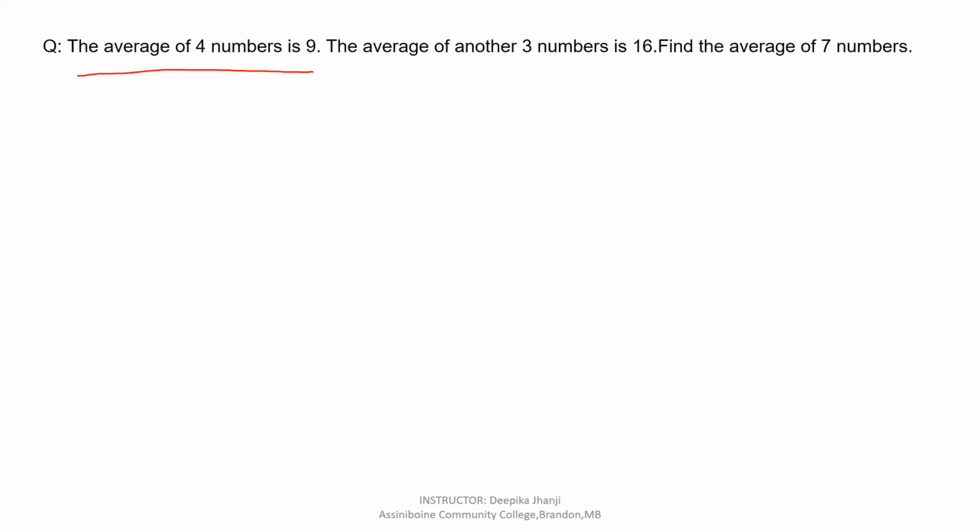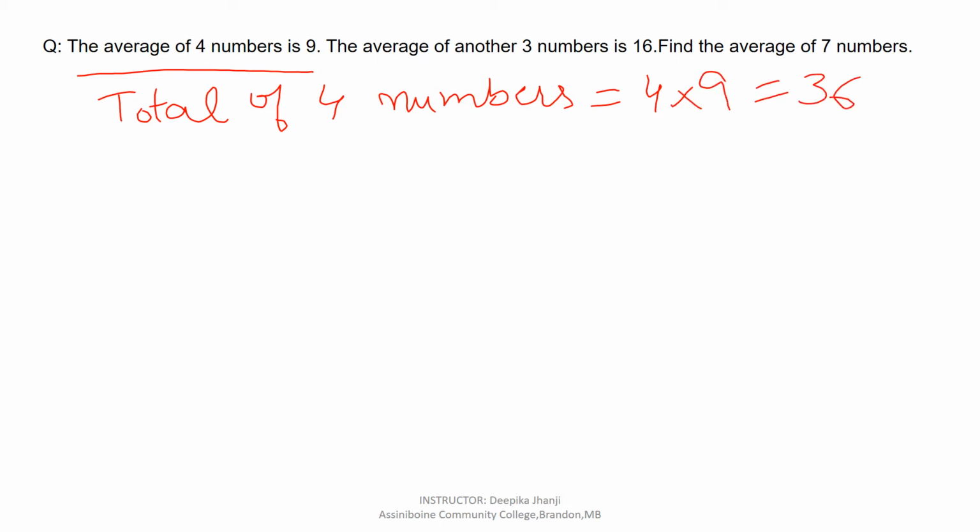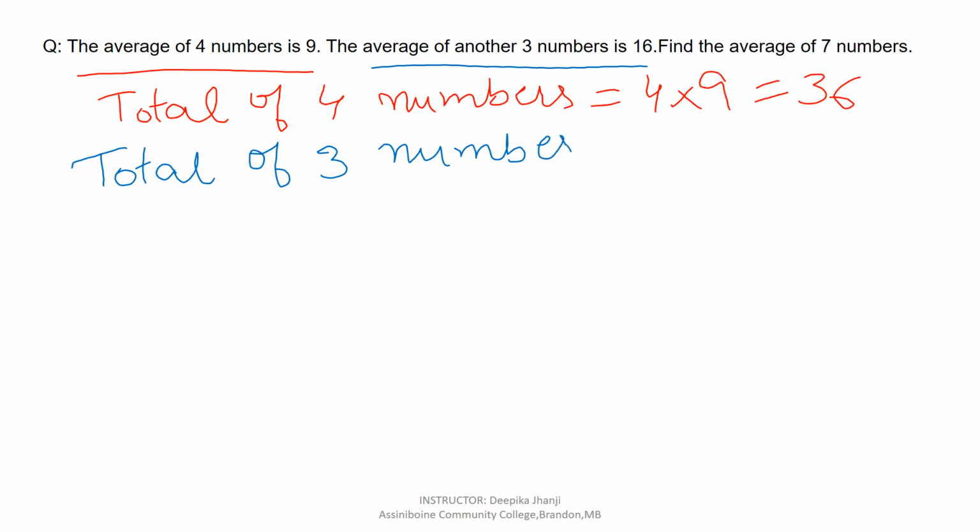Now, when the average of 4 numbers is 9, what is the total of 4 numbers? Total of 4 numbers is 4 times 9, right? That is 36. Now, next information is average of another 3 numbers is 16. Now, let's calculate the total of next 3 numbers. Total of 3 numbers is 3 times the average, which is 16, and this comes out to be 48, right?